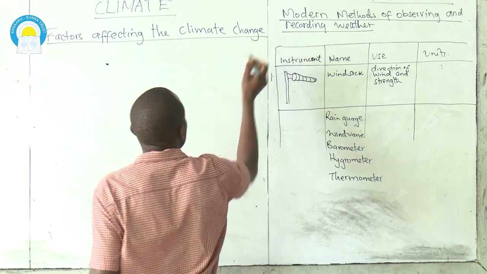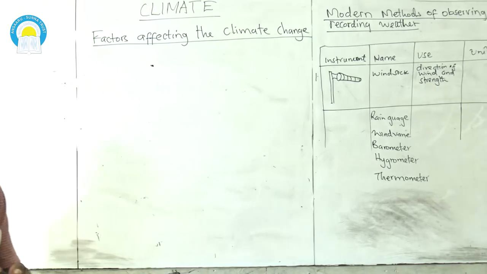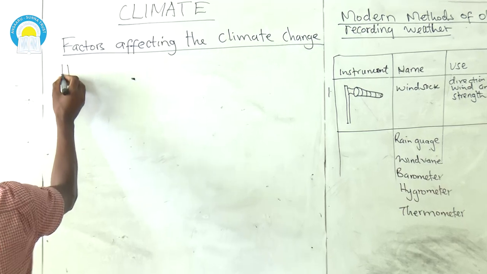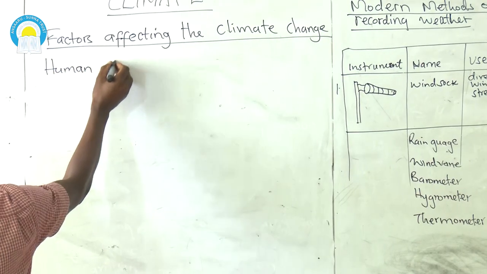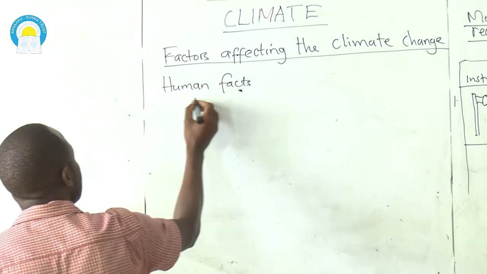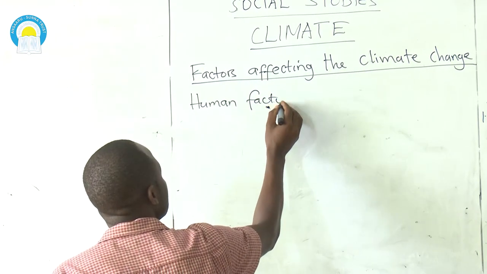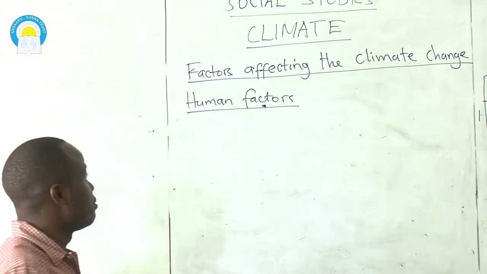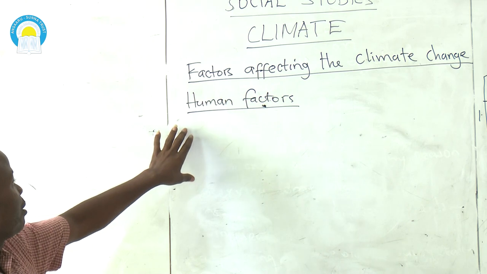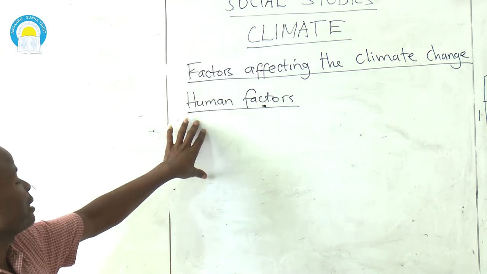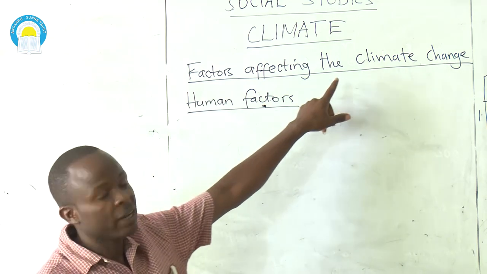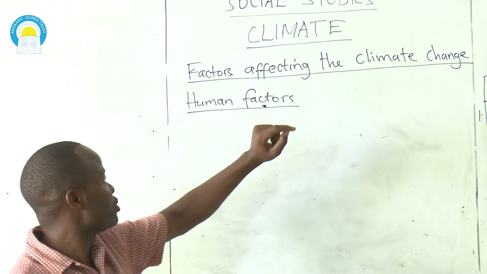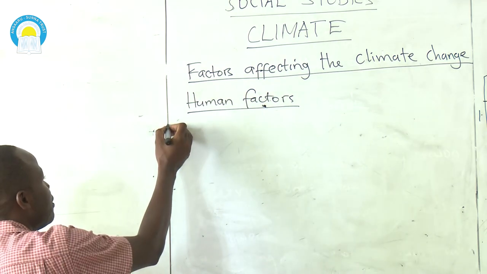Factors affecting climate change. Some of the factors that affect climate change are human factors. When we talk of human factors, we are talking about things that man does that lead to climate change. Man is the facilitator here.